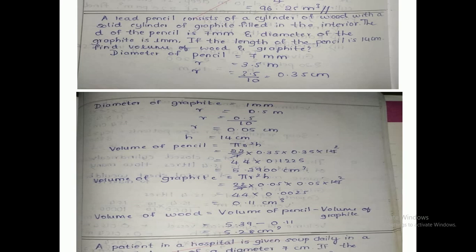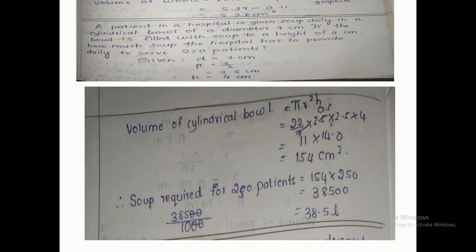So volume of pencil and volume of graphite, just using the pi r square h formula, we have to find out. Got the idea of this one now? Yes. Next, last problem of this part, patient problem.